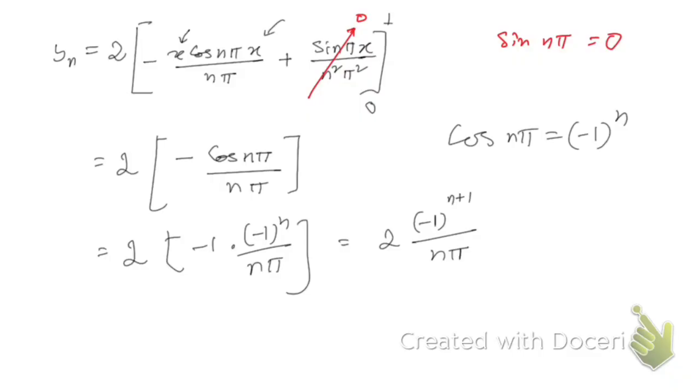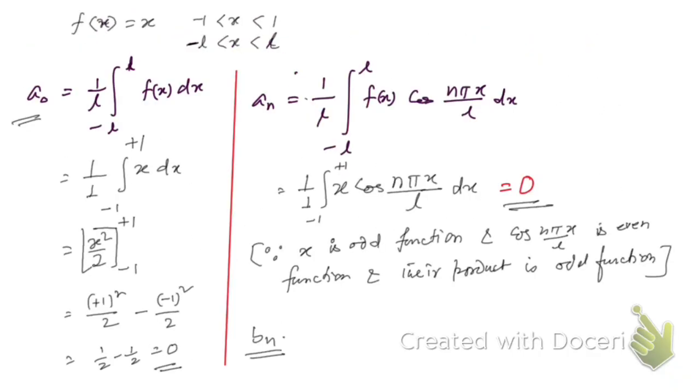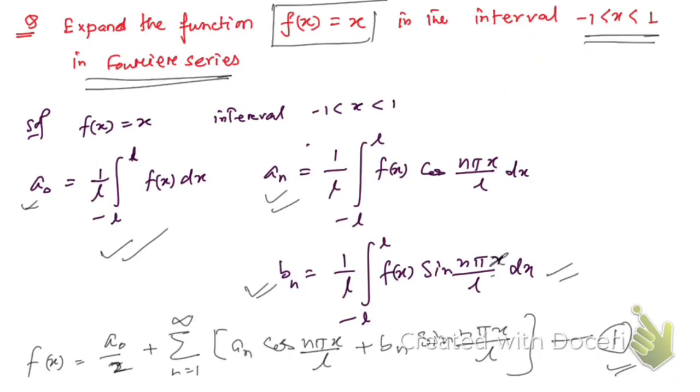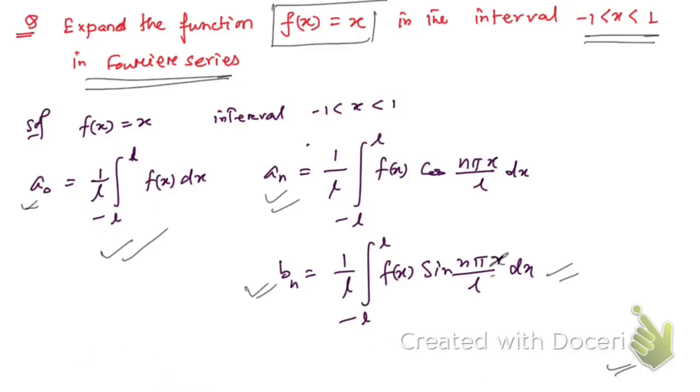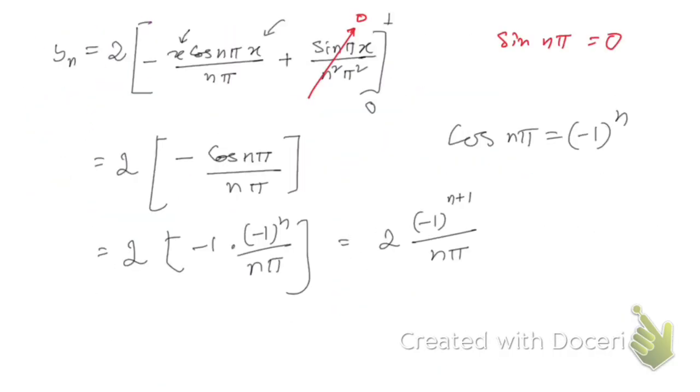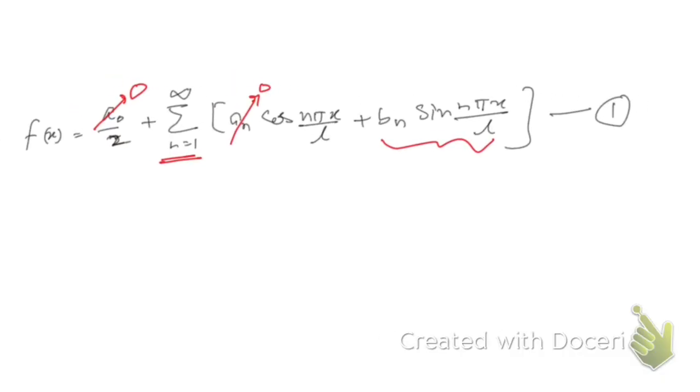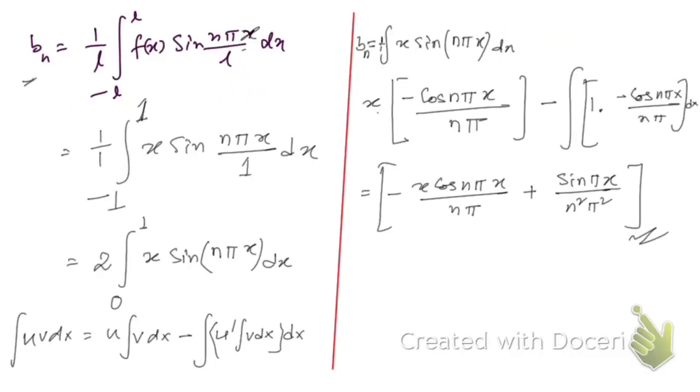So now let me go back to equation number 1. Where is equation number 1? This one. As we have got, the value of a naught is equal to 0, the value of an is also equal to 0, so we end up getting the summation of this part only. So let me copy this equation number 1 and write it here. Here you see, this is equation number 1. Now let me write the values of a and bn.